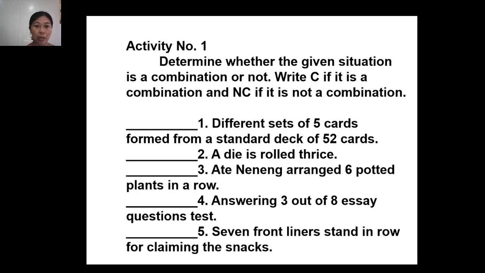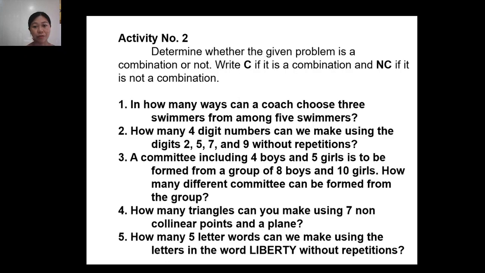What about activity number 2? For activity number 2, you are going to determine whether the given problem is a combination or not. Write C if it is a combination and write NC if it is not a combination. We have 1, 2, 3, 4, 5 problems wherein you are going to determine if it is a combination or not a combination. So, yung basis pa rin natin ay andun pa rin tayo sa definition, sa illustration ng combination. So, mag-base pa rin kayo doon kung siya ba ay magiging combination or not combination.